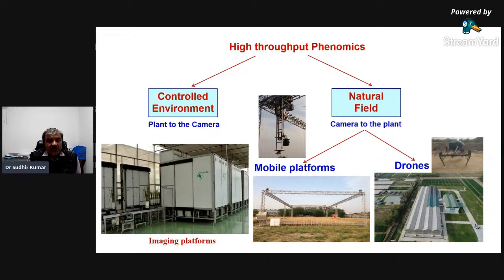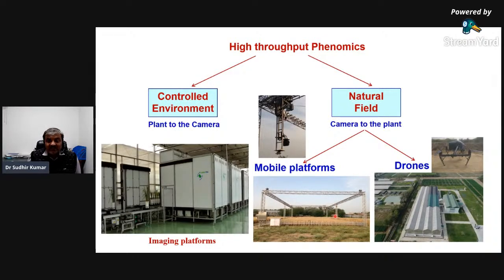There are two ways. One way is to exclude the environment part, where we have a controlled environment, where we grow the plants and give the same conditions to all the plants, and see what their genetic potential is. That can be captured through the camera, where each plant is brought to the sensor and the image is taken. The second aspect is how the plant actually grows in field conditions.